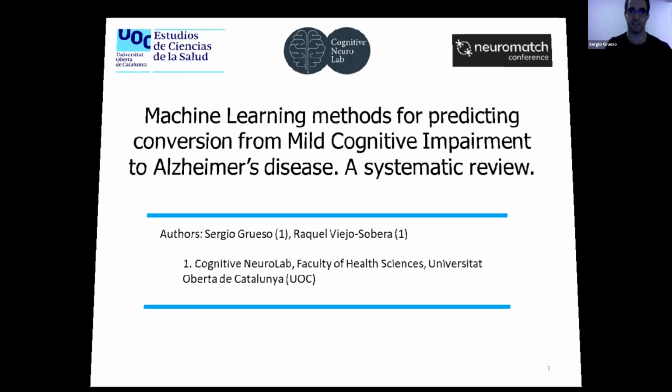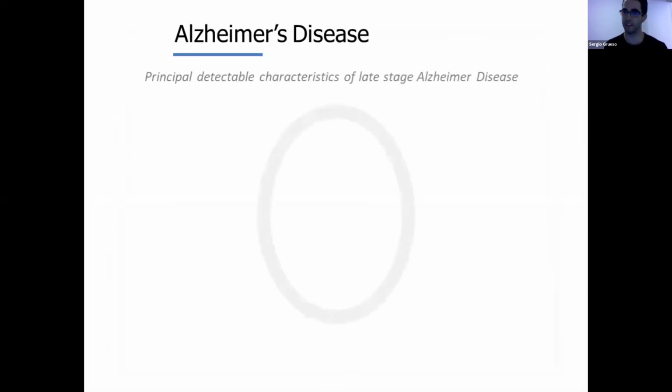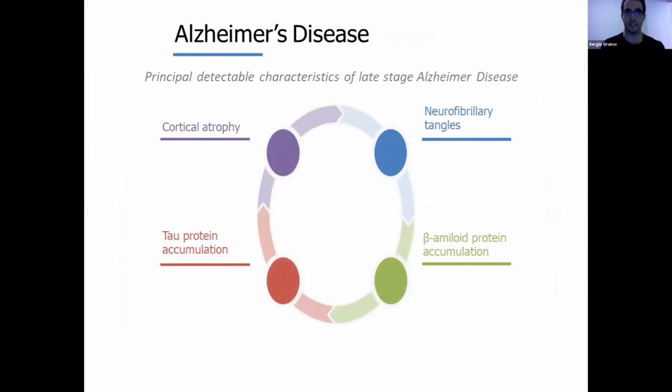Neurocognitive disorders are more and more prevalent in our society as our lifespan increases. Alzheimer's disease is the most common subtype of dementia. Here you can see the 4 principal characteristics that can be detectable in late stage Alzheimer's disease.